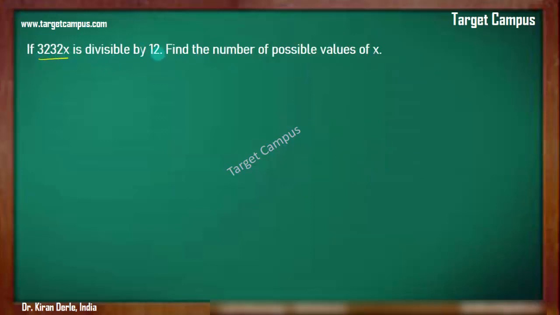If this number is divisible by 12, find the number of possible values of x. Fine, let's see. 3 2 x is divisible by 12. As we know, for a number to be divisible by 12, it should be divisible by both 3 and 4. Okay, fine. So what is the test of divisibility of 4? Last two digits should be divisible by 4.